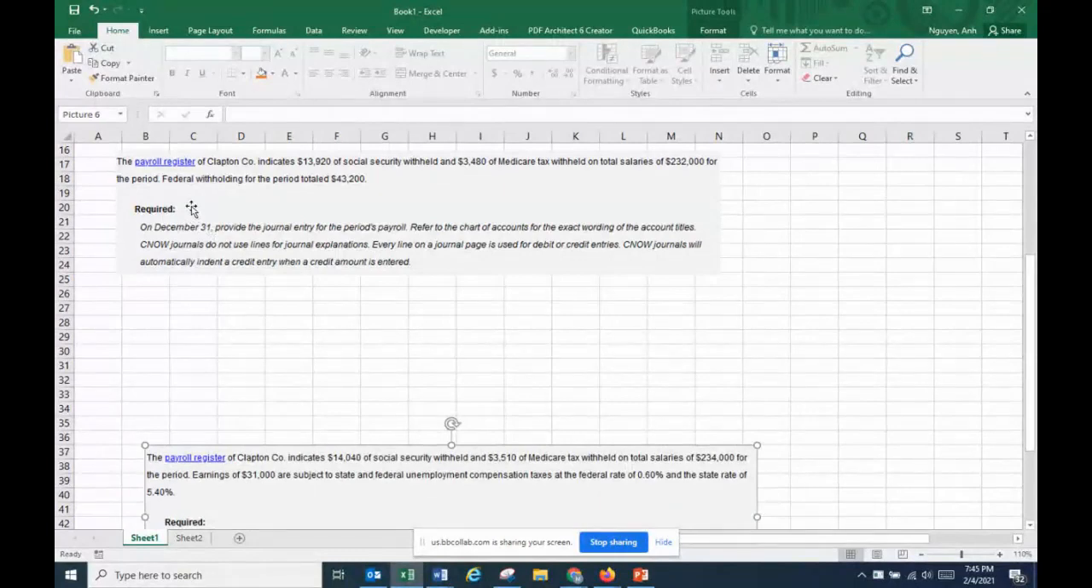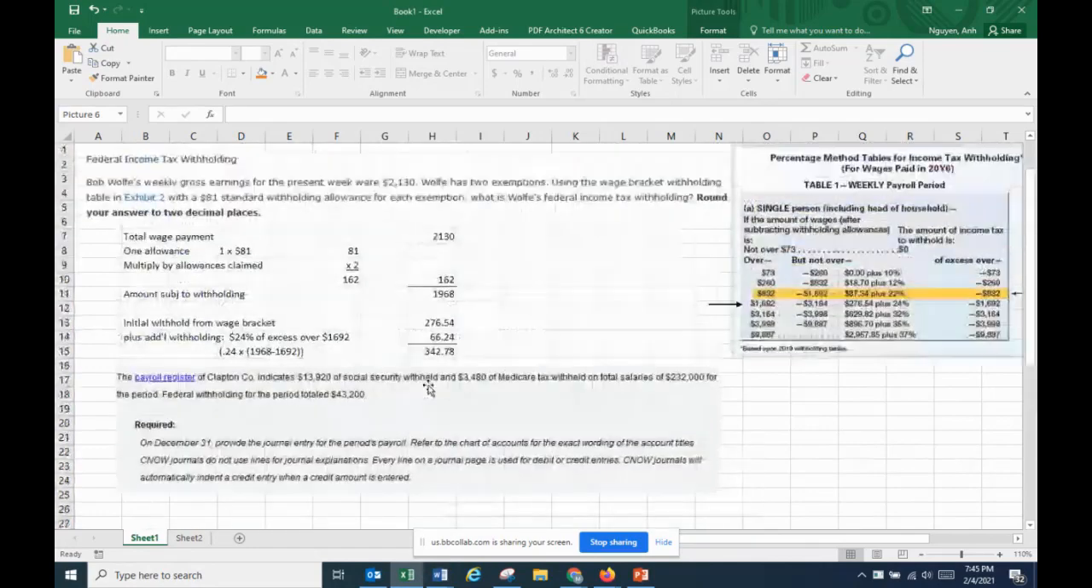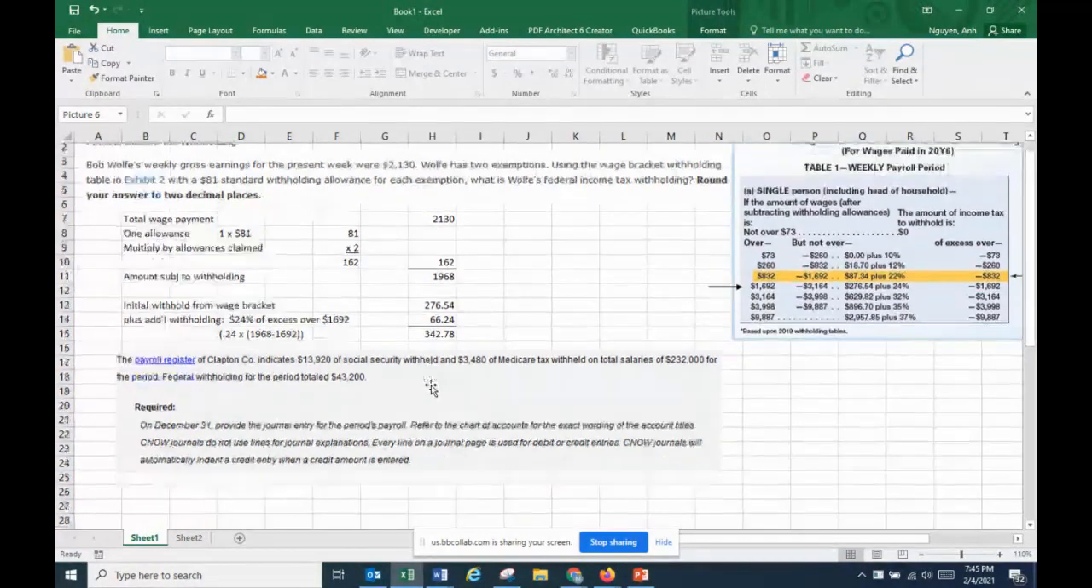Payroll register. Ashley says she has that problem, but your numbers are different. Yeah, your numbers are going to be different, so you can work it out on your own using your own numbers. Each student will have different numbers, which supposedly prevents students from sharing the numbers.